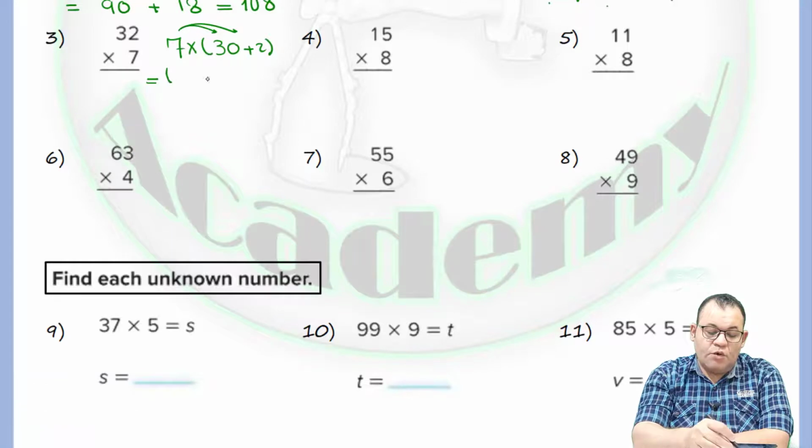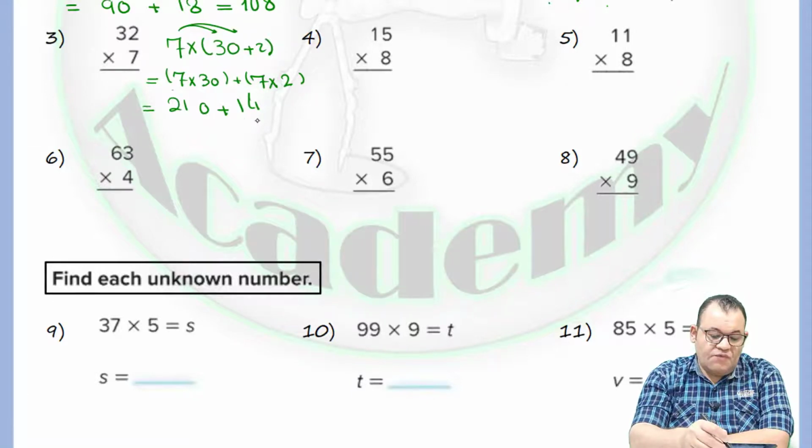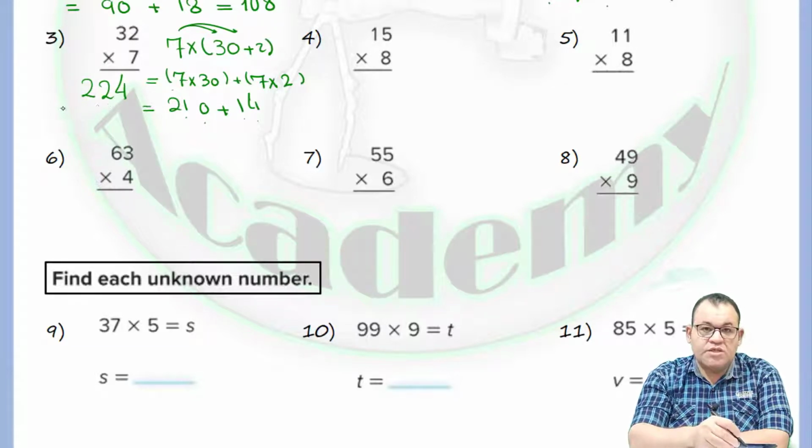So to solve it, I will open two brackets. Between them there is a plus sign. So 7 times the first number, which is 30, plus 7 times the second number, which is 2. It will be equals. Put the 0. 7 times 3 equals 21. Plus 7 times 2 equals 14. Now if you need to add the two numbers, 4 plus 0 equals 4. 1 plus 1 equals 2. And put the 2 out, so the answer now will be equals 224.